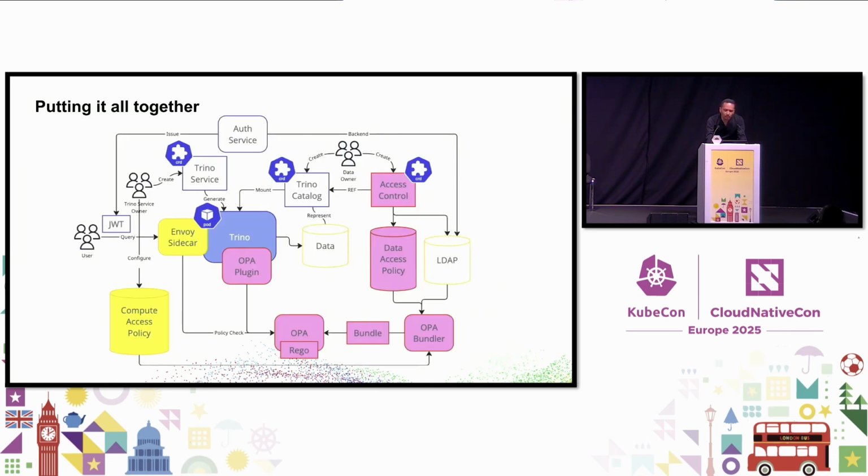So overall, this is what we've built. Data owners can create Trino catalog custom resources so that they can share data access configurations without exposing access credentials. And they can create access control custom resources so that they control data accesses up to column level granularity over their catalogs. Then Trino service owners can create Trino service custom resources so that they instantiate their Trino cluster, which can mount Trino catalogs with a simple spec. And also they can control compute access for users.